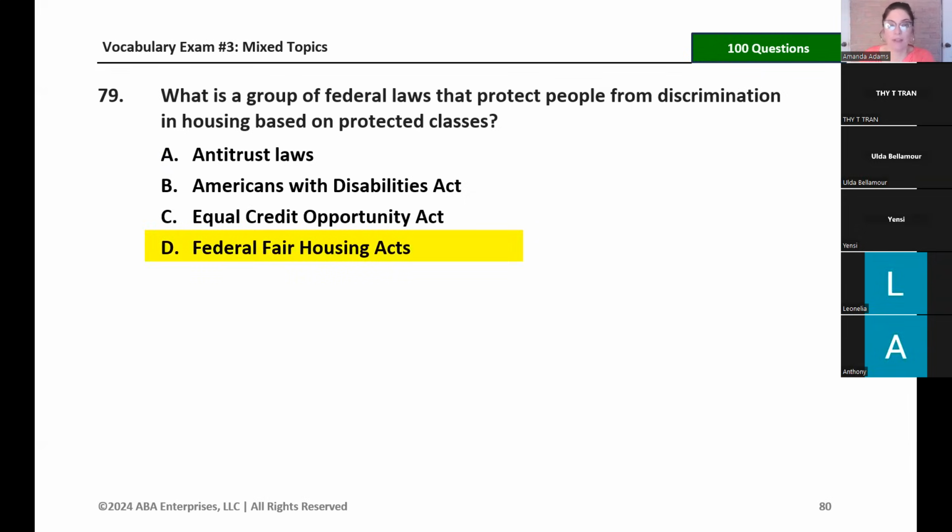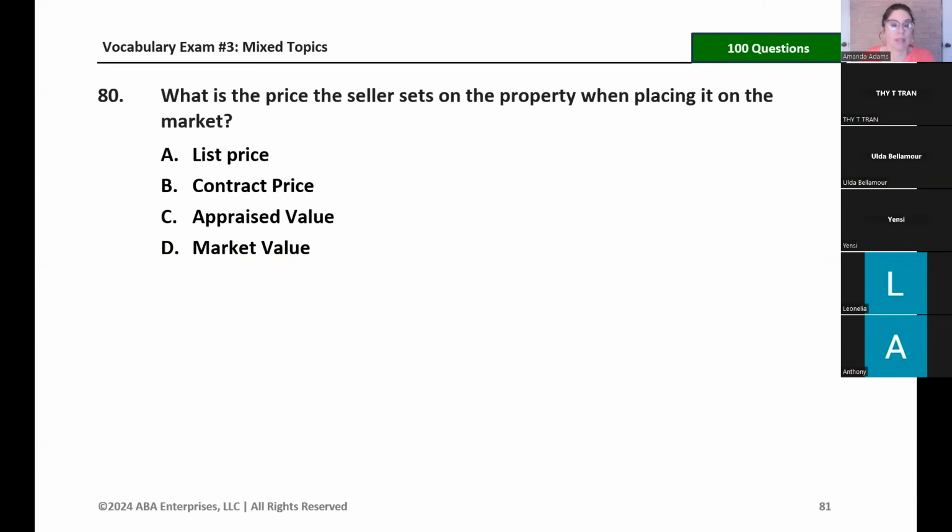That is D, the Federal Fair Housing Acts. That's federal fair housing. Number 80, what is the price the seller sets on the property when placing it on the market? What's that called? That is A, that's the list price.